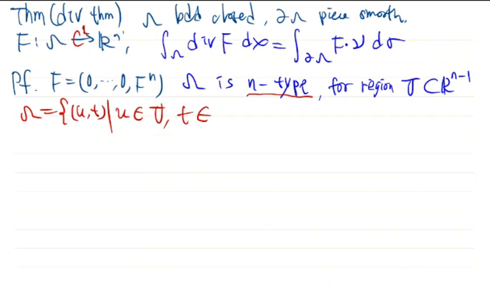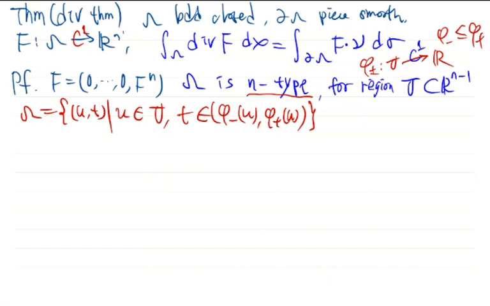T belongs to the interval determined by phi minus of u, phi plus of u. Here phi minus and phi plus are C1 functions defined over U, and also phi minus is not greater than phi plus. Okay, such domains are called n-type.